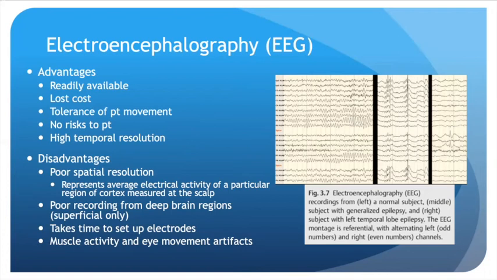You get poor recording from deep brain regions, so it's superficial only. It takes time to set up the electrodes, and there are actually muscle activity and eye movement artifacts that are associated with it as well. So one has to be careful in interpreting artifacts.